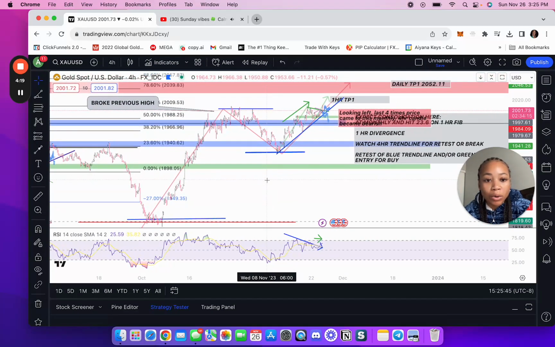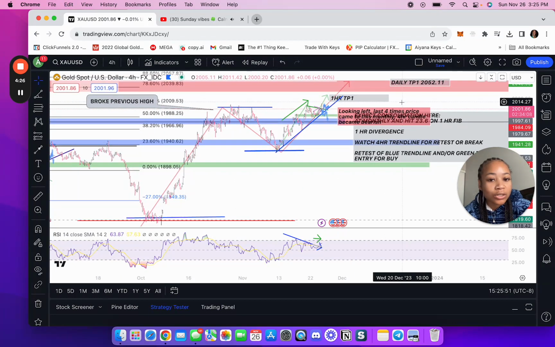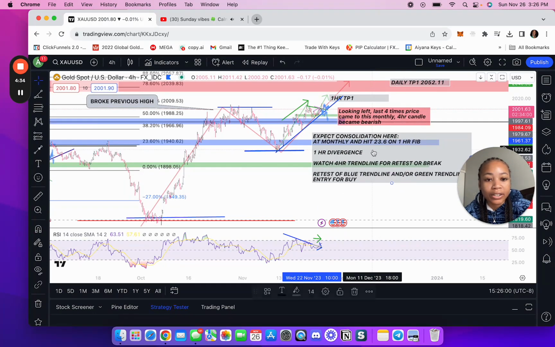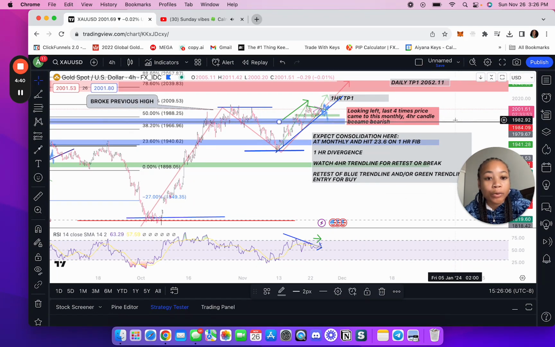So now that I know where we're going, boom, boom, boom, boom. Remember, I said the daily TP is right here. What I like to do is I like to also look at my 4 hour, my 1 hour, and then enter on the 30 minutes. So I already noted right here, looking left, the last 4 times price came to this monthly line, which is this black trend line, the 4 hour candle became bearish.